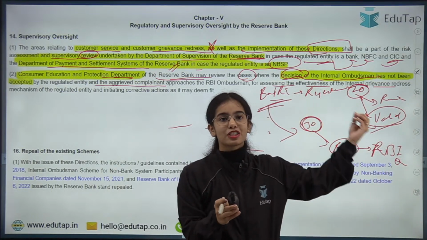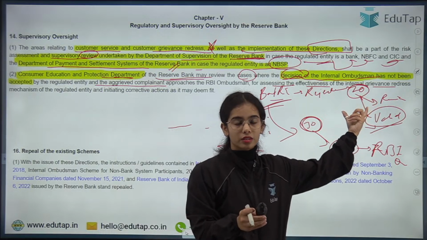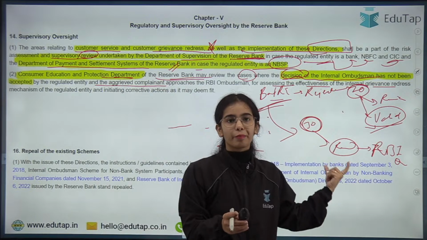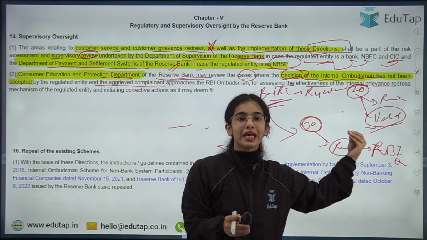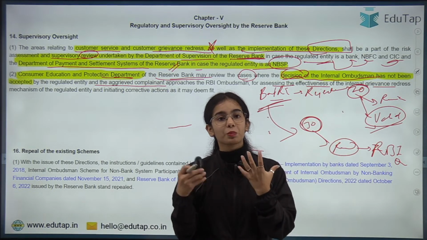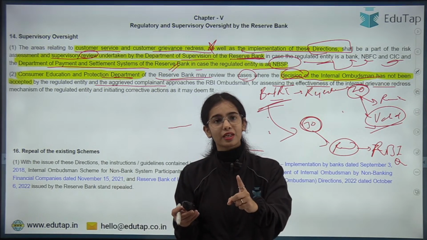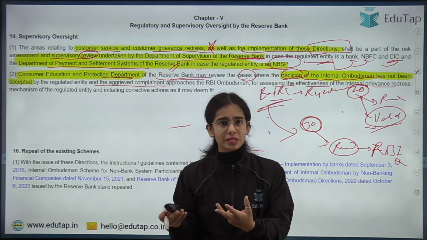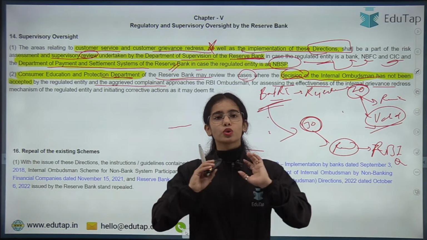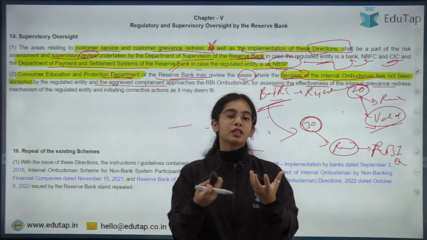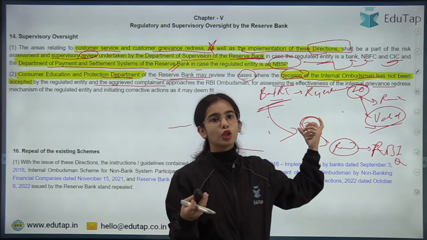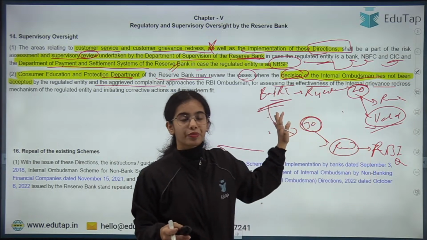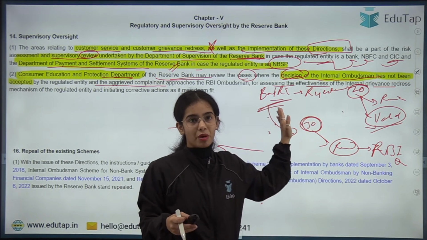So if the bank is rejecting the decision of the internal ombudsman and the aggrieved complainant goes to the RBI ombudsman, then the Consumer Education and Protection Department will see why the bank has rejected it, why the bank is not heeding the internal ombudsman. If the complaint is valid, the whole of the internal grievance redressal system will be looked at by the Consumer Education and Protection Department. So the banks, there is a responsibility of the banks.